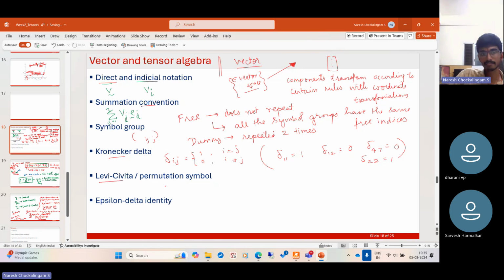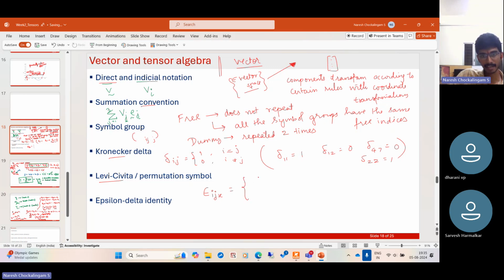We also have another symbol called the Levi-Civita or the permutation symbol. For the Kronecker delta there are two cases, right? i equal to j or i not equal to j. In contrast, Levi-Civita has 3 indices. With 1 index, it is a first order tensor. With 2 indices, it's a second order tensor. With 3 indices, it is a third order tensor.